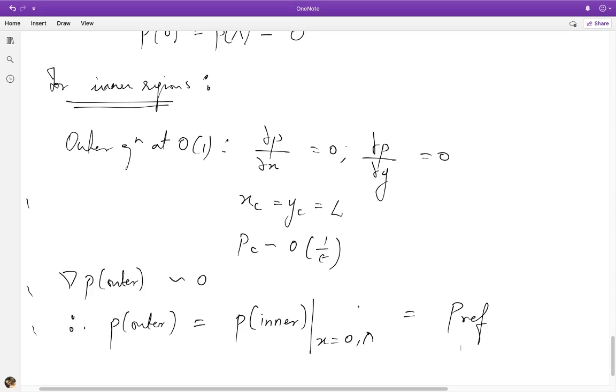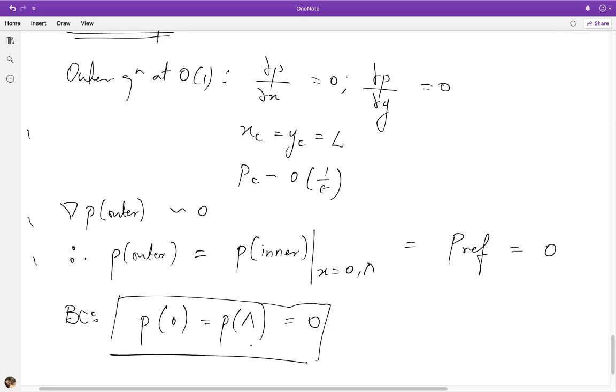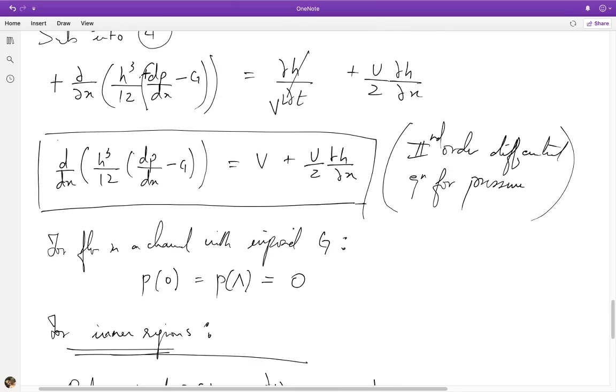And so the outer constant pressure I can set to be some reference pressure, which I can take in general to be 0. And so therefore the boundary conditions for the inner region on pressure are once again that P at 0 is equal to P at the end of the thin gap region is equal to 0. So you see that I can impose boundary conditions on my thin gap lubrication pressure equation without inquiring into the solution of the outer region flow, even in cases where the problem is singular and the thin gap occupies only a part of the domain.